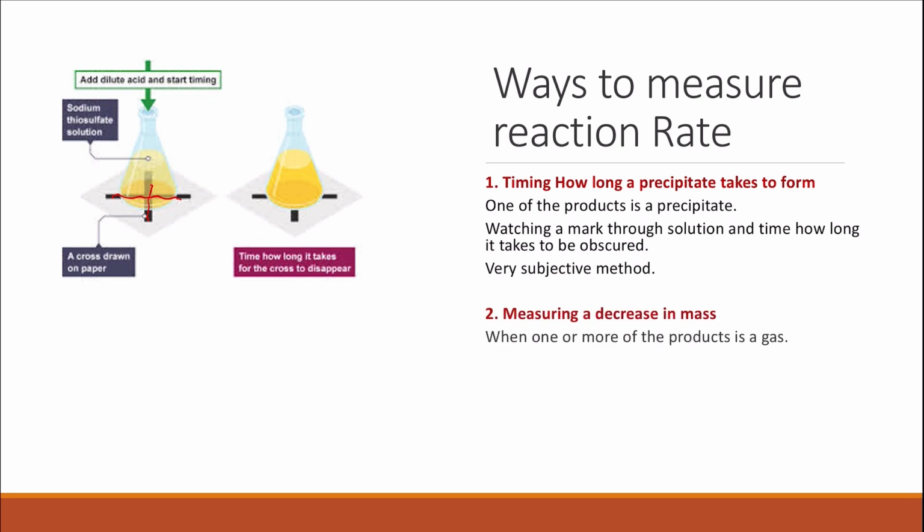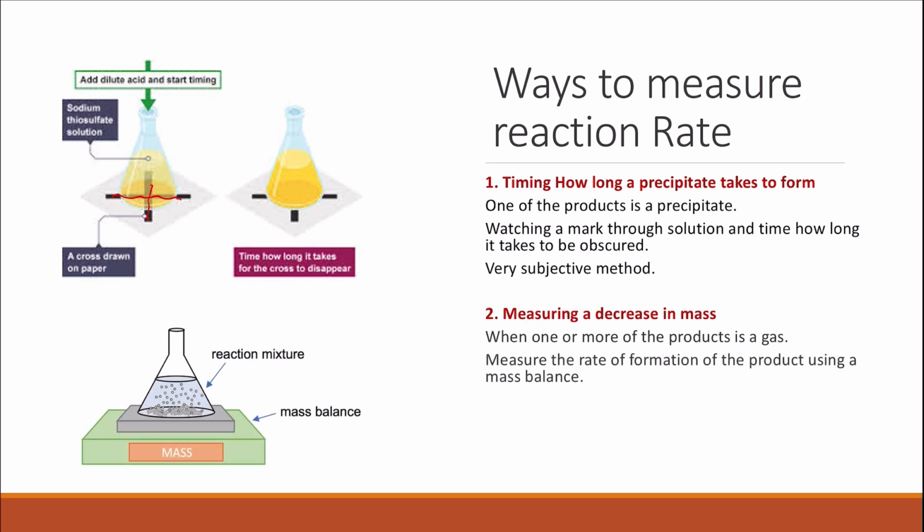This is when one or more of the products is a gas. You can measure the rate of formation of the product using a mass balance. So you have the reaction and one of the products is a gas. The gas will be given off and the overall mass of the reaction will decrease. This means that you can measure the change in the mass, and you can time that, so you will be able to measure the rate of the reaction. This will be more accurate and it will be easy to do as well.